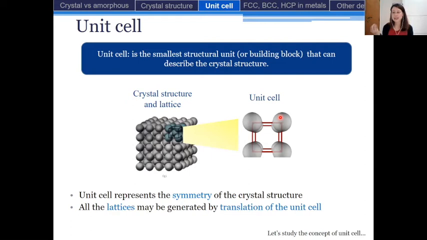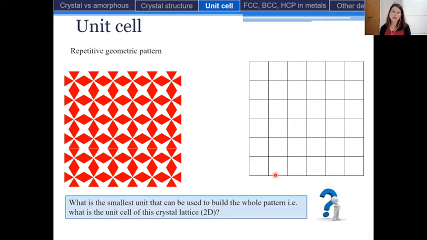So in fact, this unit cell will represent the symmetry of the crystal structure, and it will be the tool that we will use in order to describe the crystalline structure of this crystal lattice, okay? So we are going to work on the unit cell.